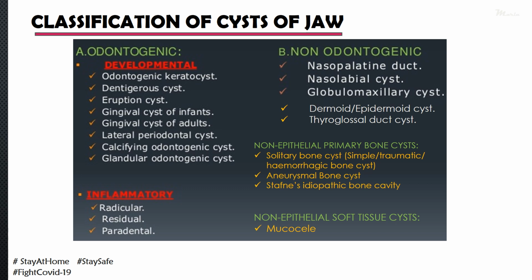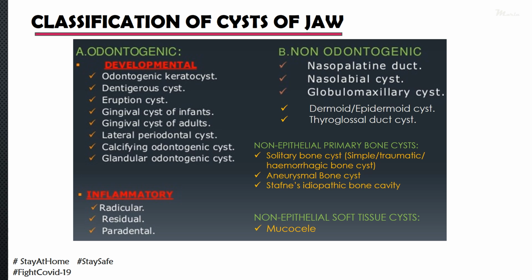So based on this understanding, the cysts of the jaw are classified into the following types. We have broadly the odontogenic and the non-odontogenic cysts. As discussed just now, odontogenic cysts can be further classified into developmental and inflammatory cysts.